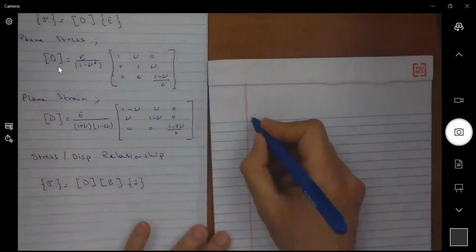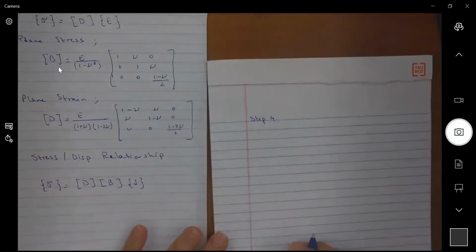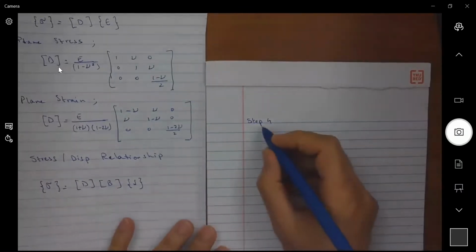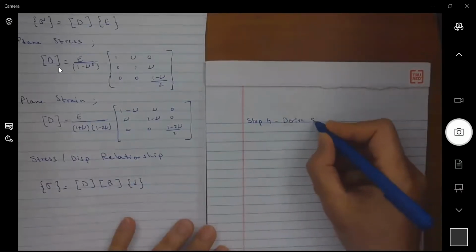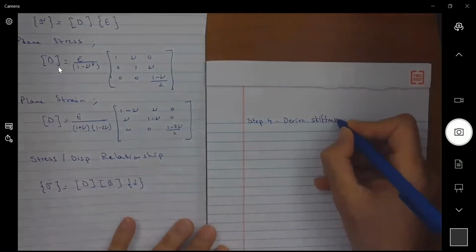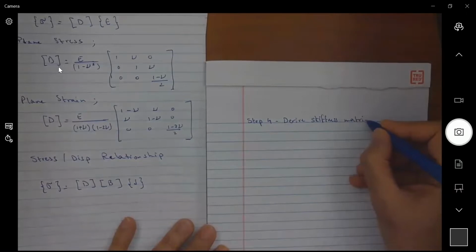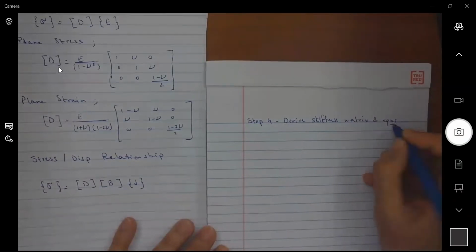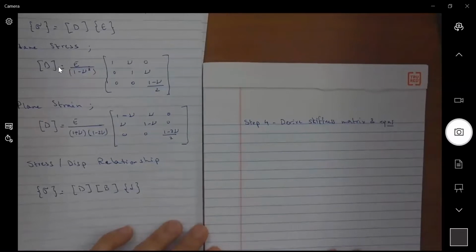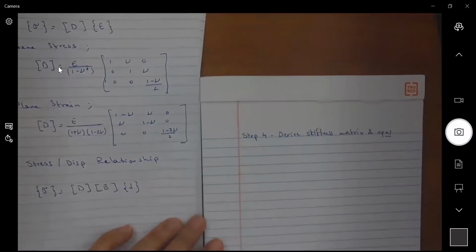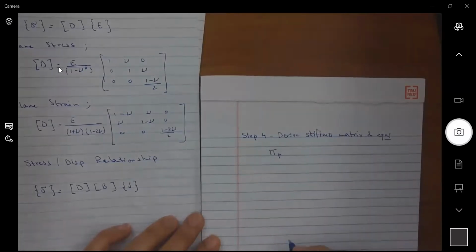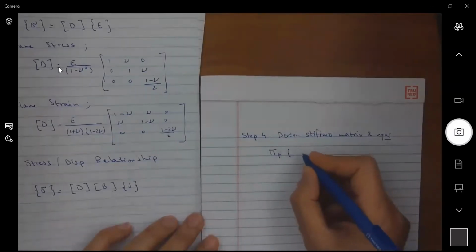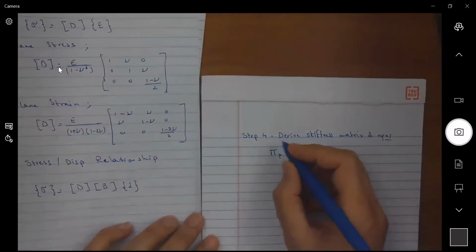Now we are ready to move to step number 4 in our process, to derive the stiffness matrix and equations. And this is a plane element, so we're going to use the minimum potential energy approach, right? So we want to find an expression for pi p in terms of the nodal displacements.